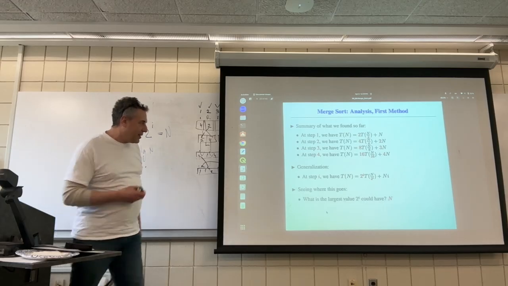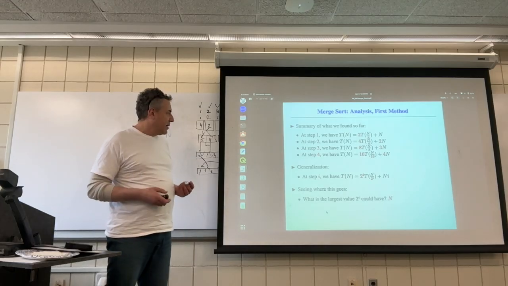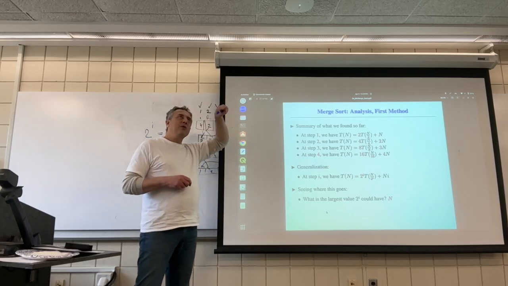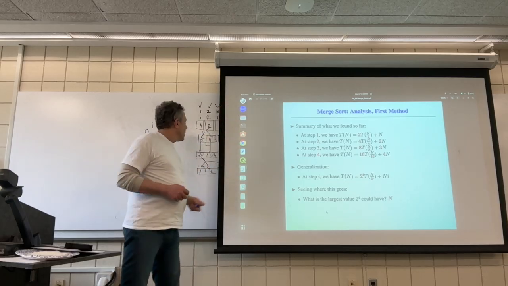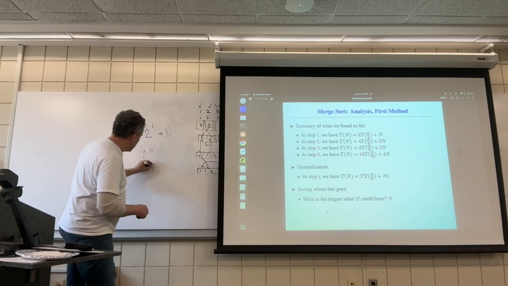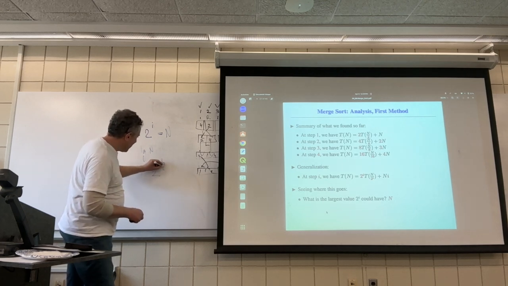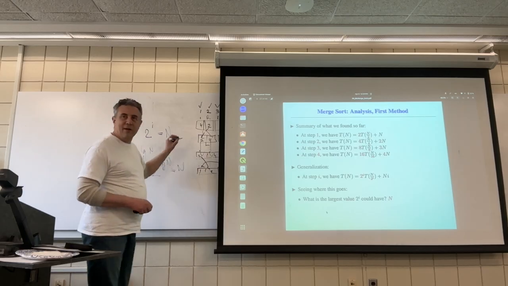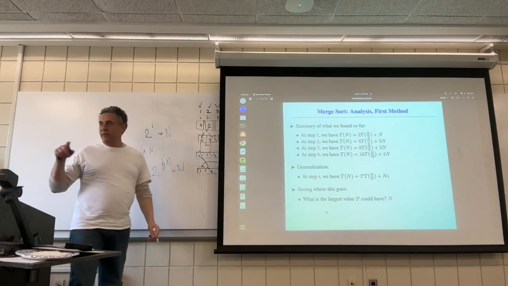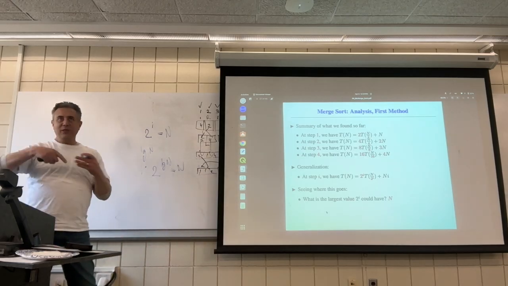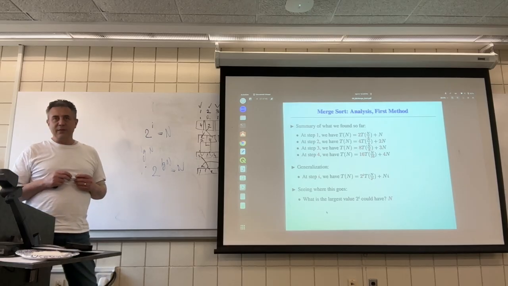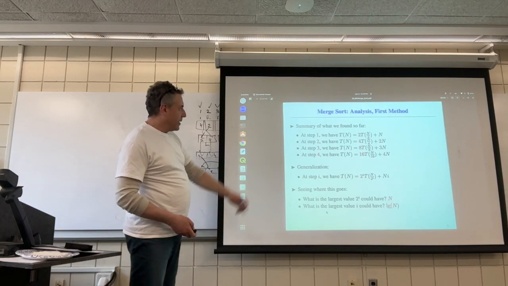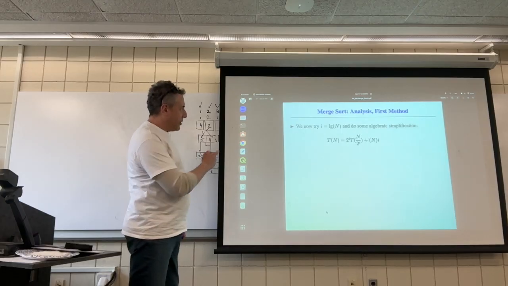So then I say, let's see, how far can you take this? And the answer is, if you let i go up to log base 2 of n, this is what happens. 2 to the log base 2 of n is equal to n. So if log base 2 of n is the last value of i, that's when recursion actually stops. You hit the base cases, which is what I just said. So let's actually try that.